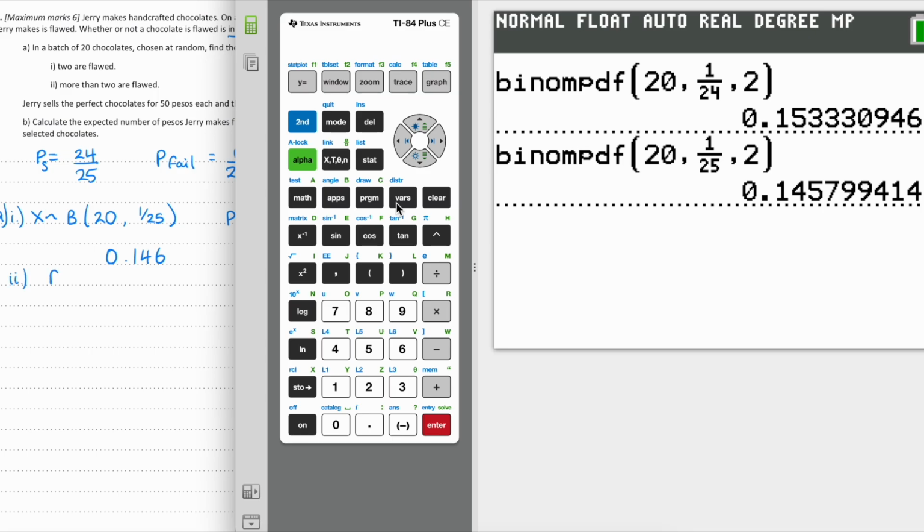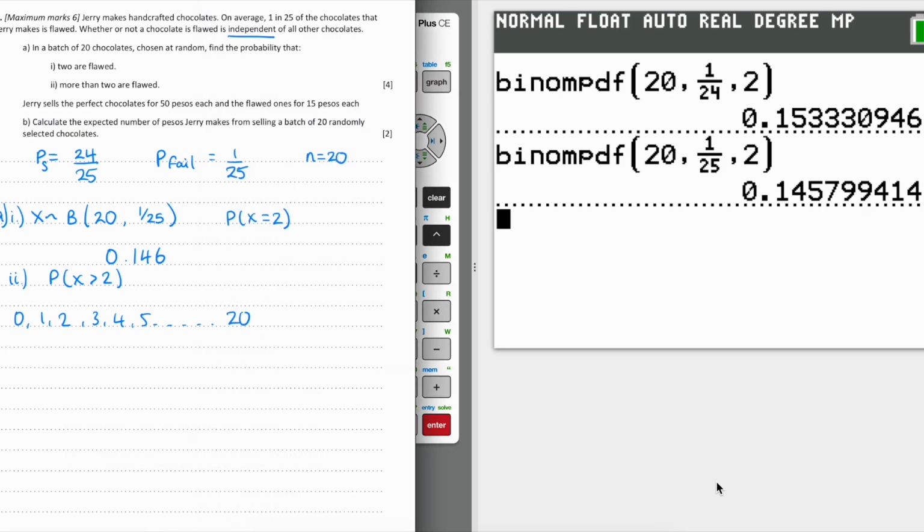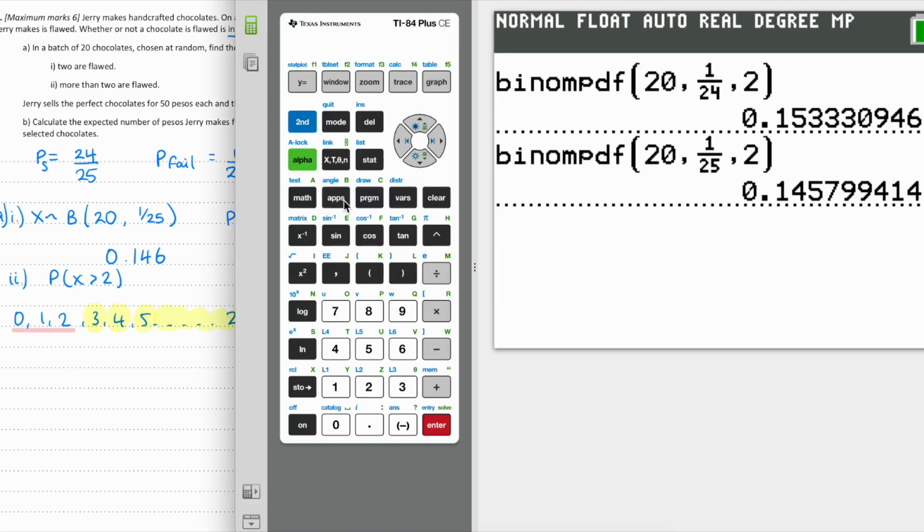And then for the second part of the question, more than 2 are flawed. So if we want the probability that x is bigger than 2, if you think of all the trials, we could have no flawed, 1 flawed, 2 flawed, 3 flawed, 4 flawed, 5 flawed, all the way up to 20 flawed. Now I'm interested in more than 2, so that means it doesn't include 2. I want 3, 4, 5, all the way up to 20. So I want everything except 0, 1, and 2. And therefore, the easiest way of working this out is to use the binomial CDF.